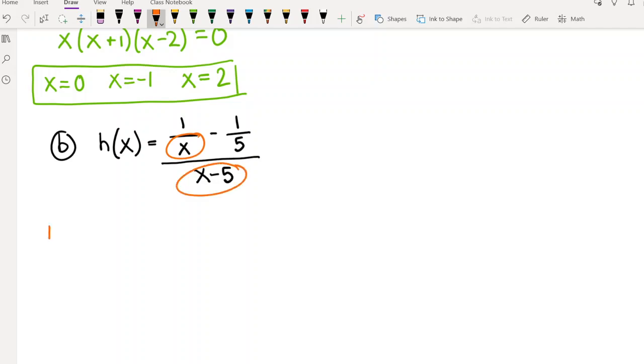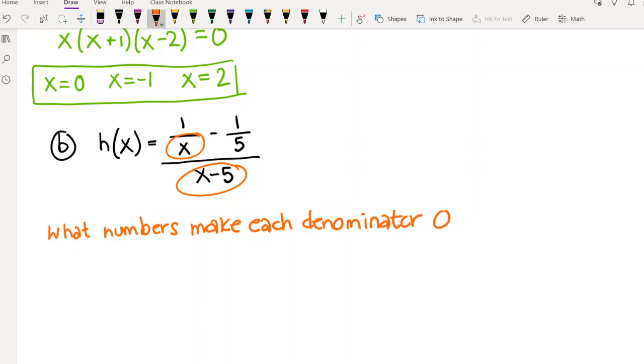So we have to look at what numbers make each denominator 0, because either one of those numbers would mess up this function, right? And that would mean that there's a discontinuity.